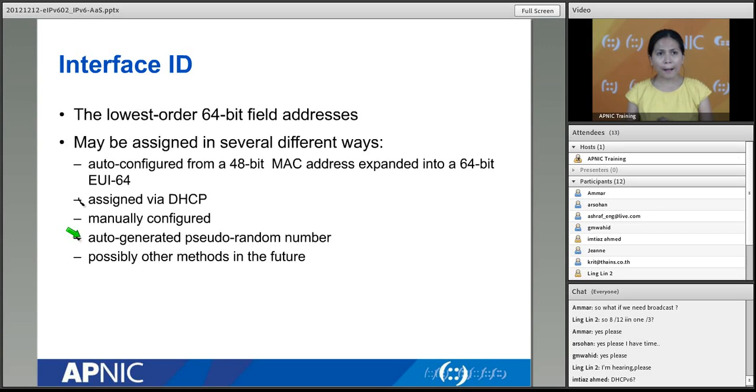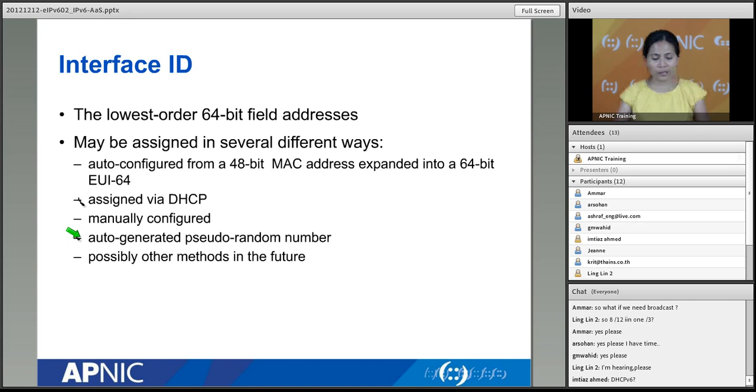Now, how many of you are using DHCPv6? I'm referring to that. How many of you are using the latest versions of Windows, or even the latest versions of Mac OS X? They are already using pseudo-random numbers.